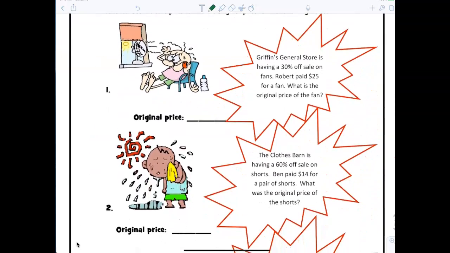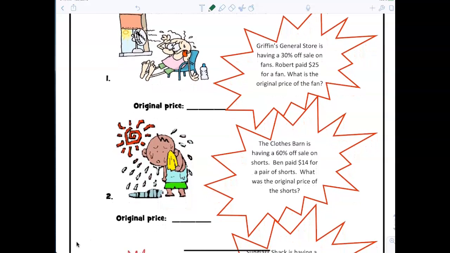All right. So let's see what's going on here. Morgan, read it. The first one. So, Griffin's General Store is having a 30% off sale on fans. Robert paid $25 for the fan. What is the original price of the fan? So what do we do?